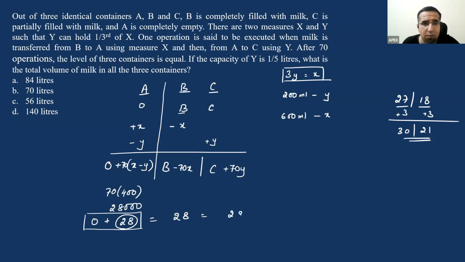Clear? That's your answer. Now, what is the total volume in all the 3 containers? So total volume of milk is 28 plus 28 plus 28. There's no water anywhere. So total volume of milk is going to be 28 into 3. And 28 into 3 will give you 84.